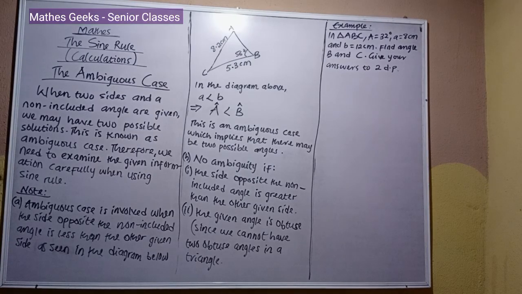When we look at the ambiguous case, when two sides and a non-included angle are given, we may have two possible solutions. This is known as the ambiguous case. Therefore, we need to examine the given information carefully when using the sine rule.